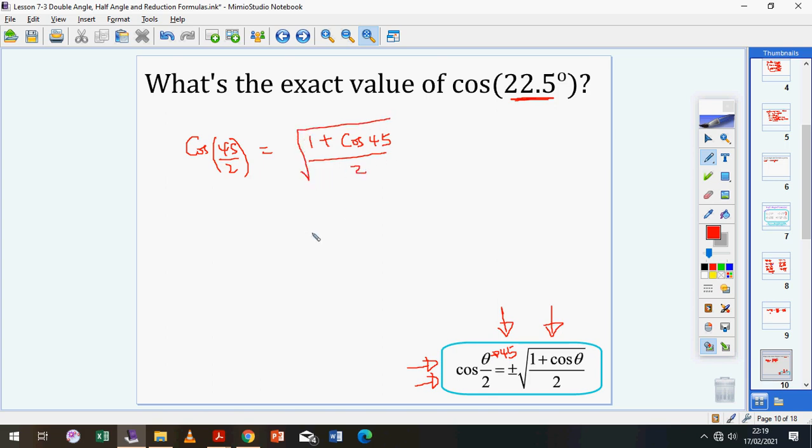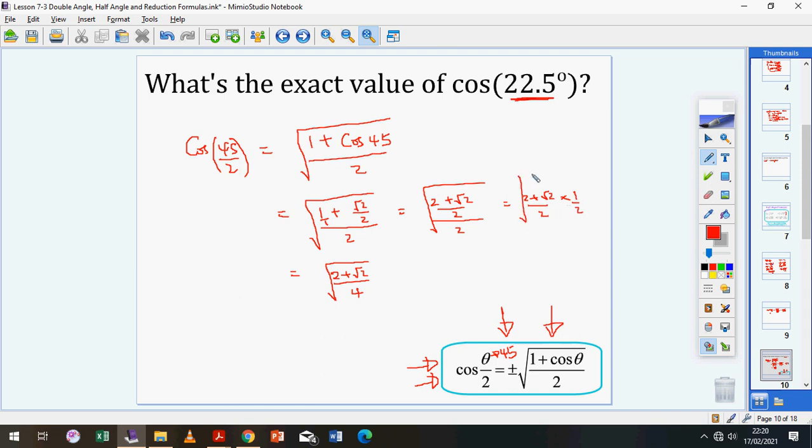Cosine of 45 is root 2 divided by 2. So we have 1 plus root 2 over 2, all divided by 2. From here, the only thing that I need to do is simplify. Simplifying, I have 2 plus root 2 over 2, so it's basically 2 plus root 2 divided by 4, all under square root. What did I do? I did LCM: 2 plus root 2 over 2, over 2, square root, and then 2 plus root 2 over 2 times 1 over 2, square root. That's how I got this 4.